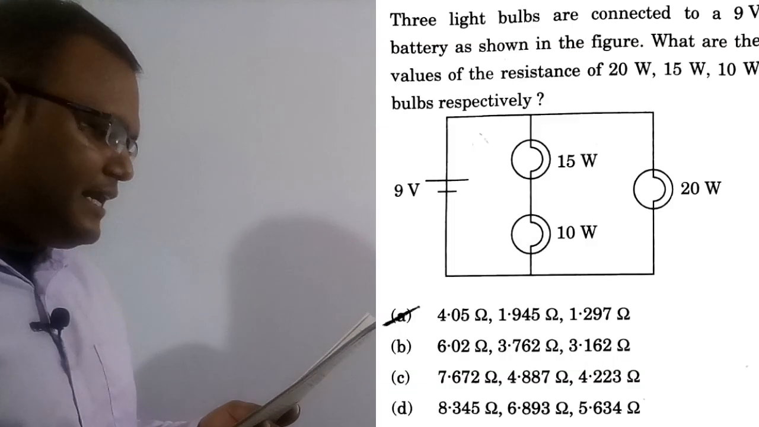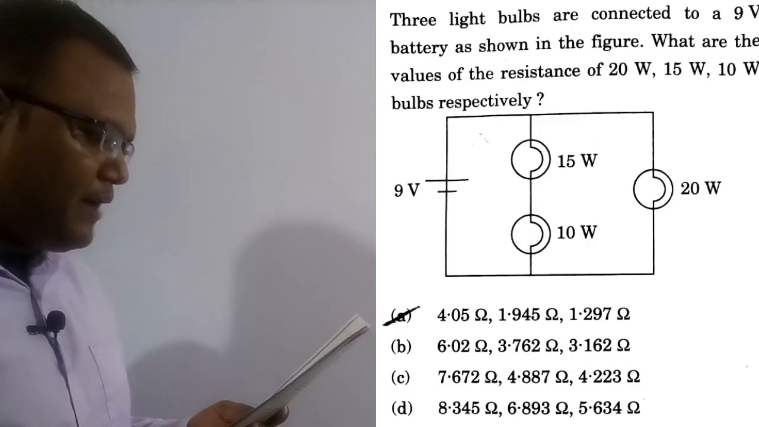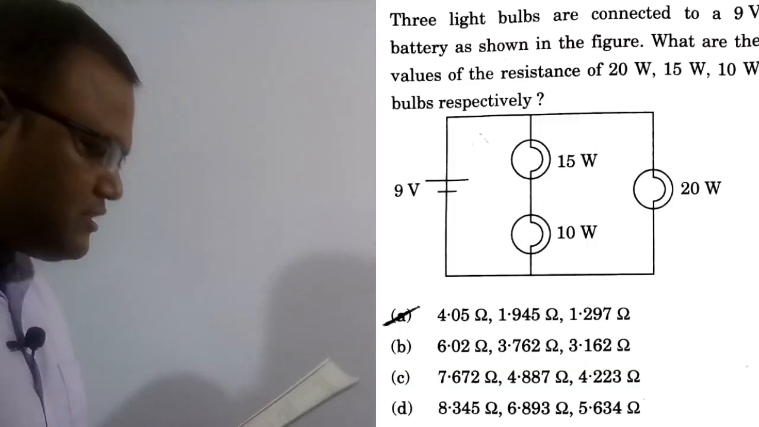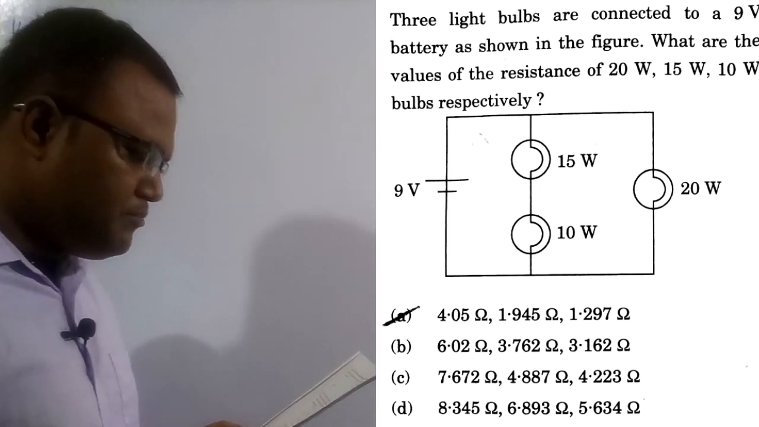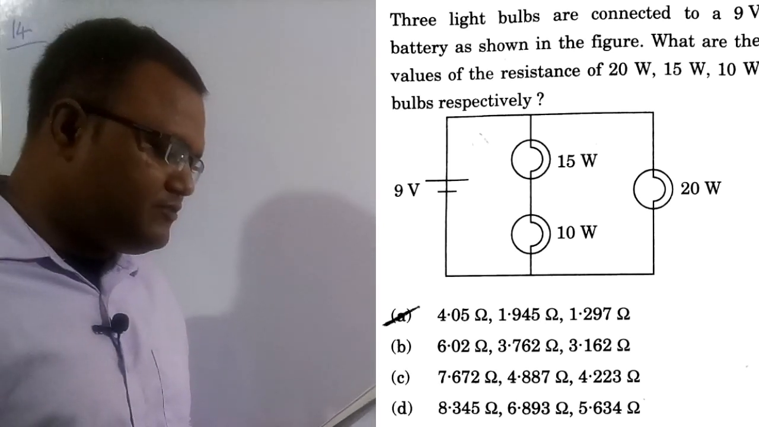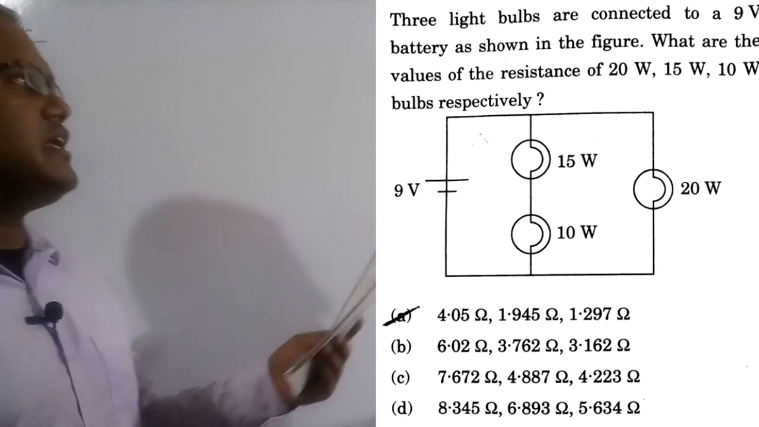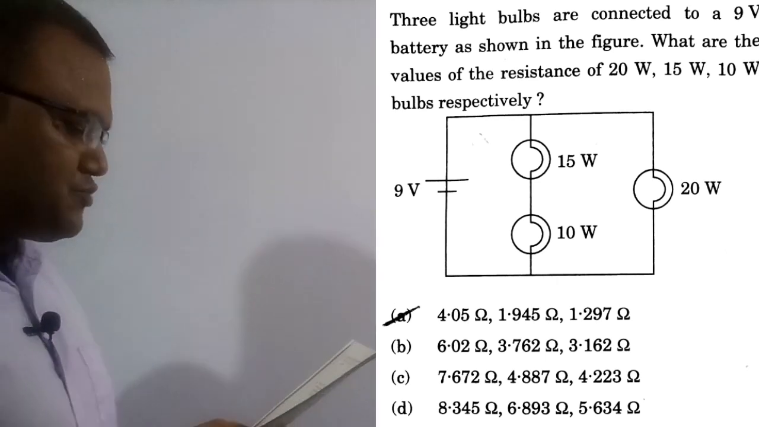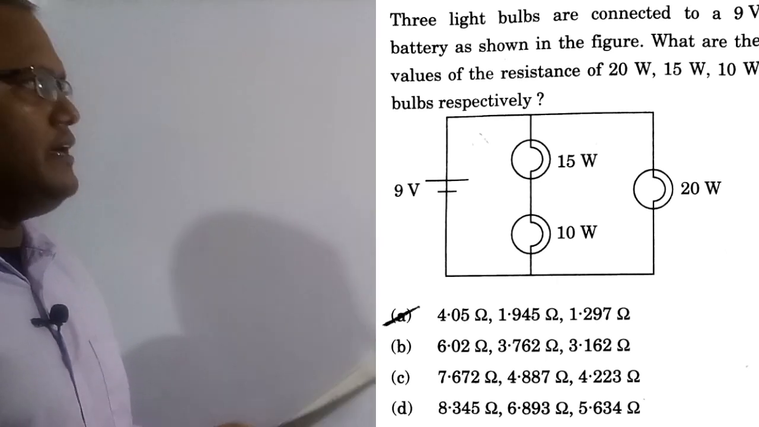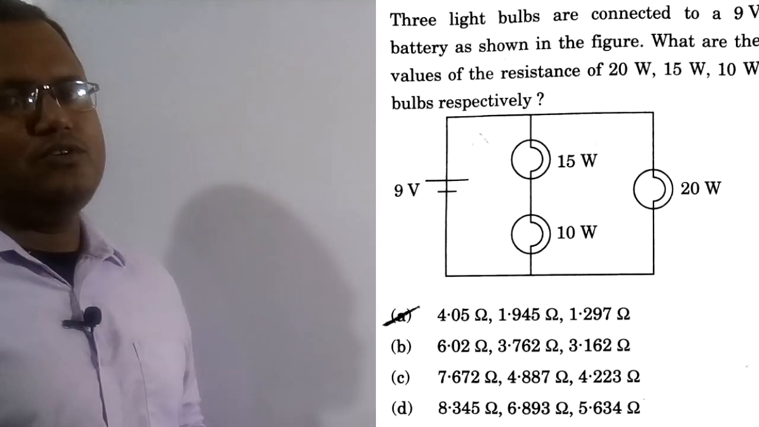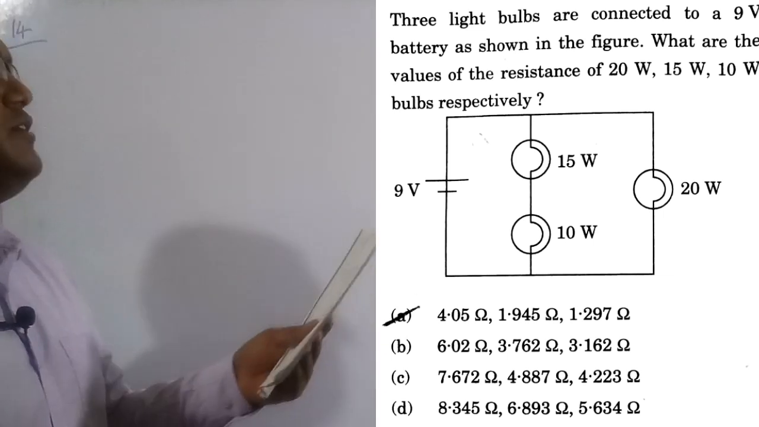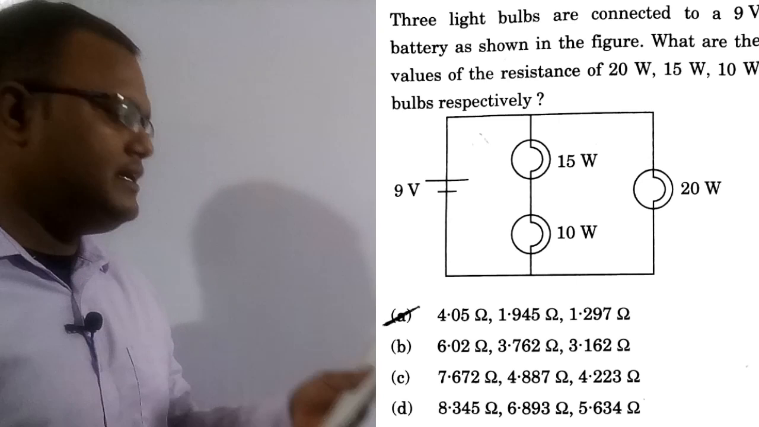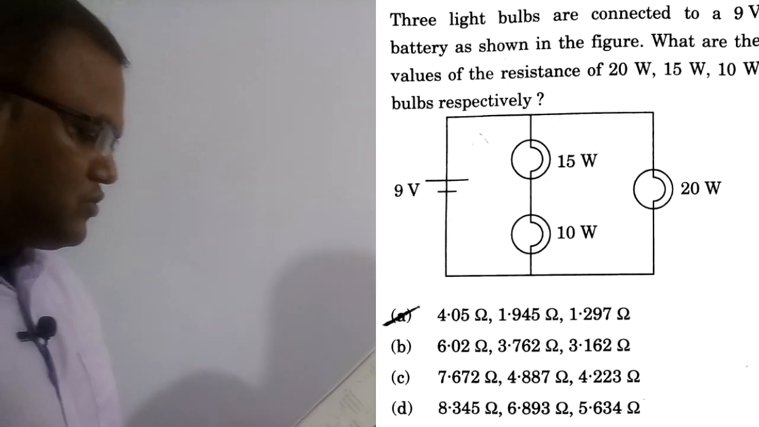Now we are going to solve the 14th question. See the question here. 3 light bulbs are connected to a 9-volt battery as shown in the figure. What are the values of the resistance of the 20-watt bulb, 15-watt bulb and the 10-watt bulb respectively? Here there are 3 bulbs: 20-watt, 15-watt and 10-watt. They are connected to a 9-volt battery source. We need to find the resistance of each bulb in this question. So what are the 4 options?